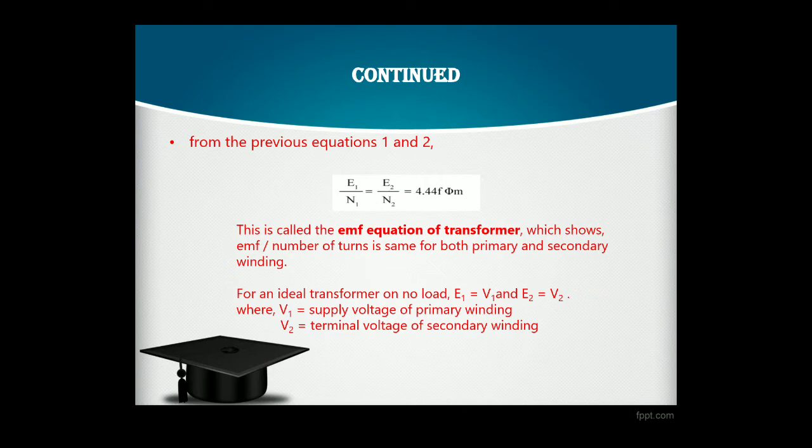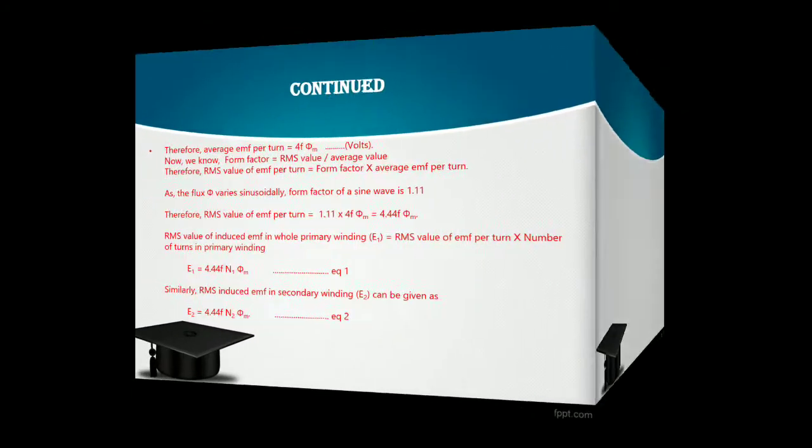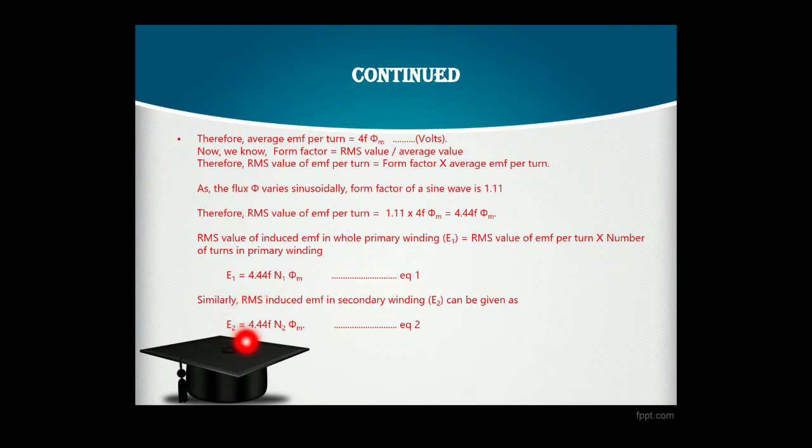So for an ideal transformer on no load, E1 equals V1 and E2 equals V2, where V1 is the supply voltage of the primary winding and V2 is the terminal voltage of the secondary winding. So that is the EMF equation, and you can see here the relation for the ideal transformer and this relation for a practical transformer.